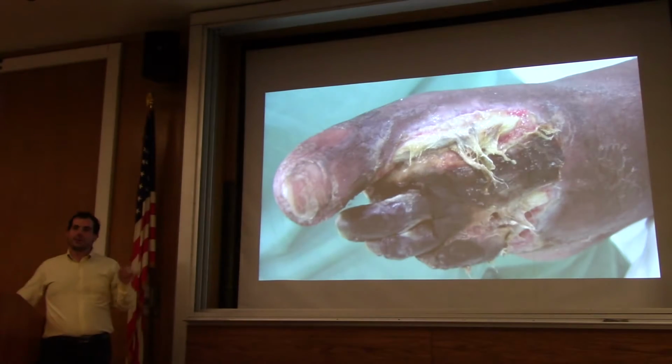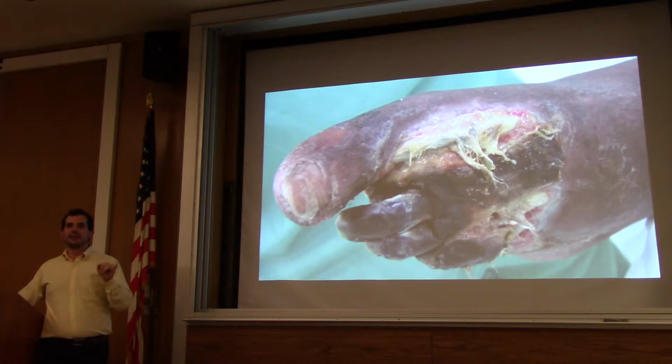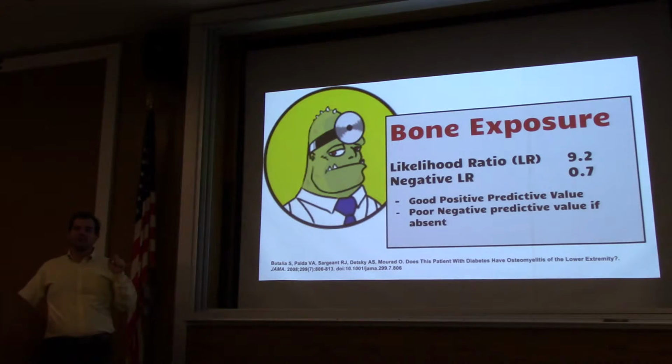What it says is there's a couple of hard clinical signs that you can look at and say this is very likely to be osteomyelitis. The first one is exposed bone. If you see exposed bone, like that nice metatarsal there, then you have a very high likelihood of osteomyelitis at the base of an ulcer. So high that the likelihood ratio is about 9.2. Now, the absence of exposed bone is almost useless in excluding osteomyelitis. So it's a very poor negative likelihood ratio, or poor negative predictive value, but it's got a great positive predictive value.